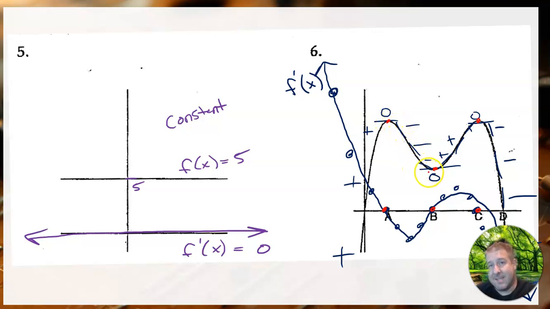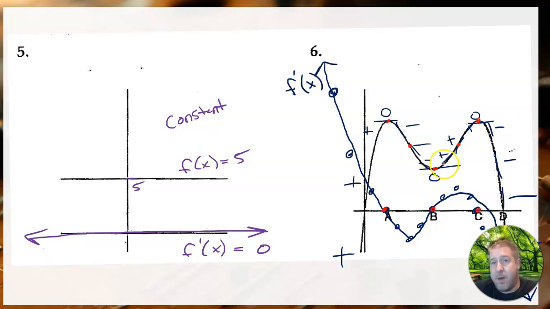Then it's going down less, less, and less. This point right here is what we call a point of inflection, something that will become very important later on. That is the point at which the slope of this graph stopped going down more and started going down less. So it switched. This place right here is also a point of inflection.